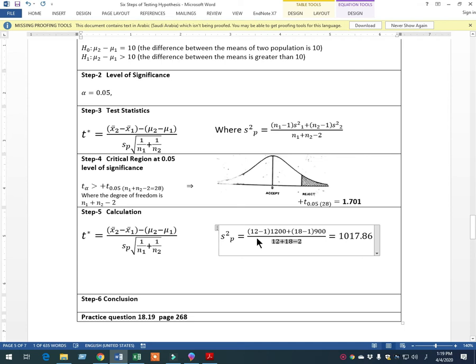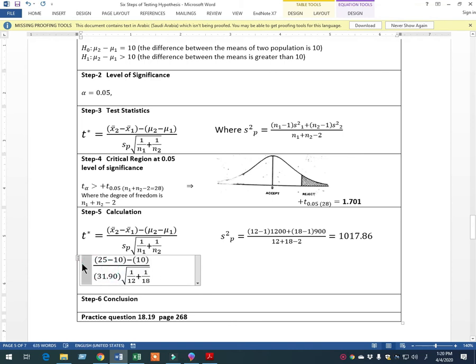By solving this formula, we get the variance of 1017.86. 1017.86 is the variance of this pooled data. But here the variance is not being used, the standard deviation is being used. So this is a square form, this is not a square form. We have to take the square root of this value to get this SP. So I have already done it for you as well. So I am just putting the values. Here you can see I have put the values over there.